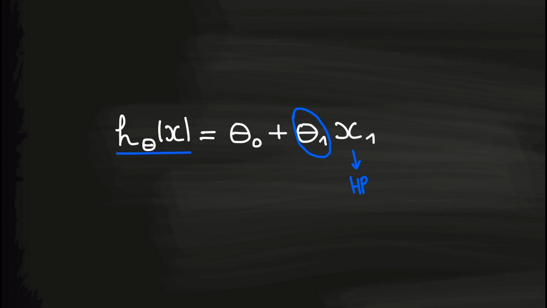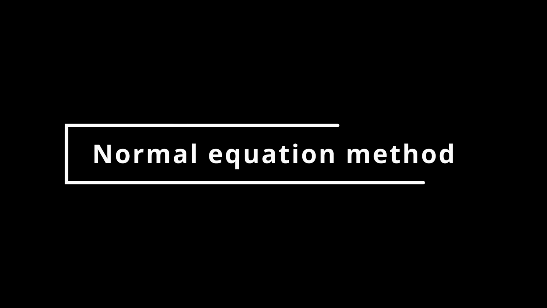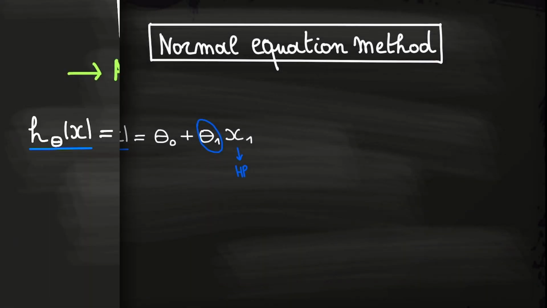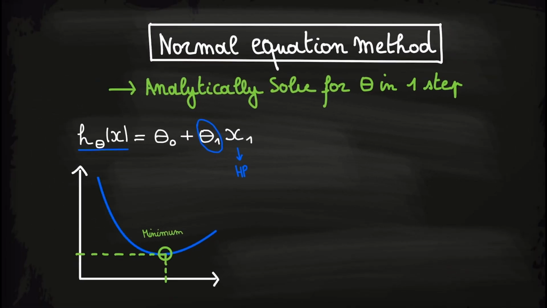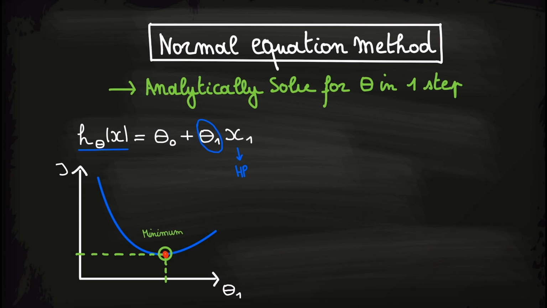That said, the new method for finding the optimal parameters is called the normal equation method. And what it basically does is calculate the optimal values in just one step. If you remember well, the optimal values for theta are found when we end up in the minimum of the cost function. And what indicates that we are at the minimum? Yes, you guessed right. It's the point where all partial derivatives of the cost function are 0.